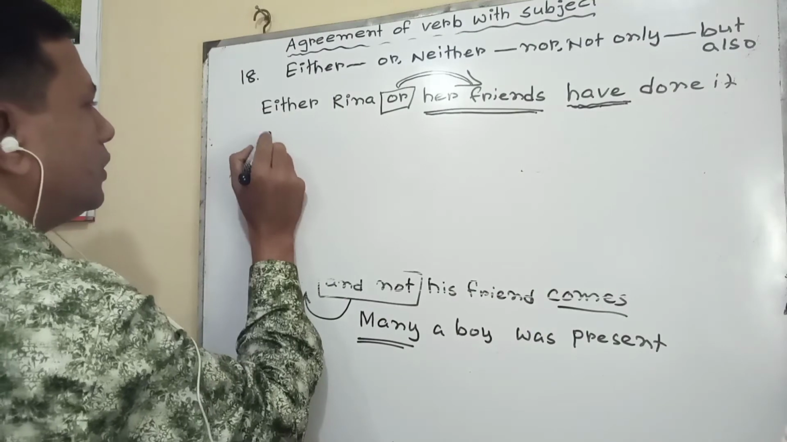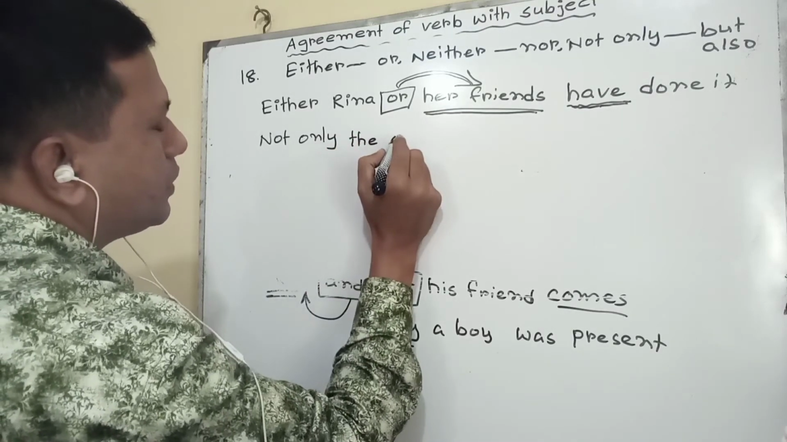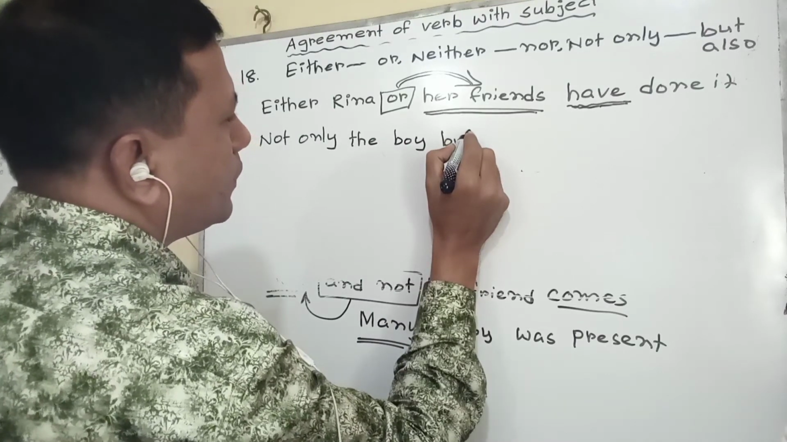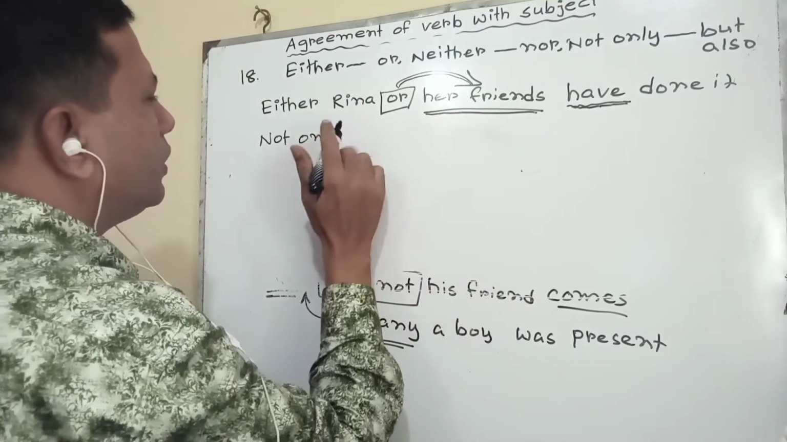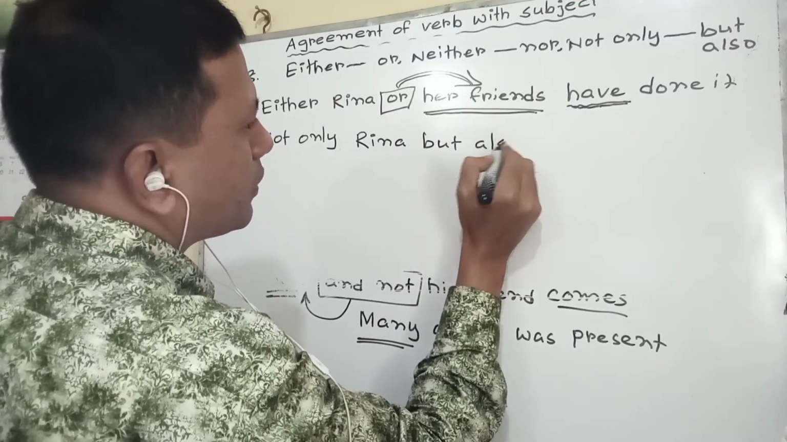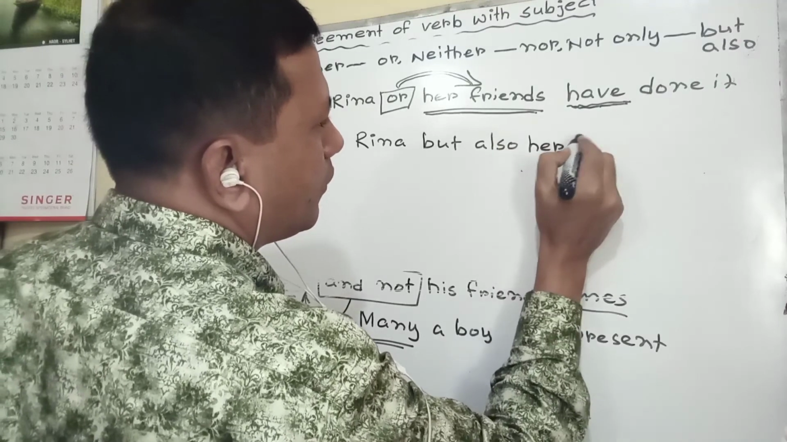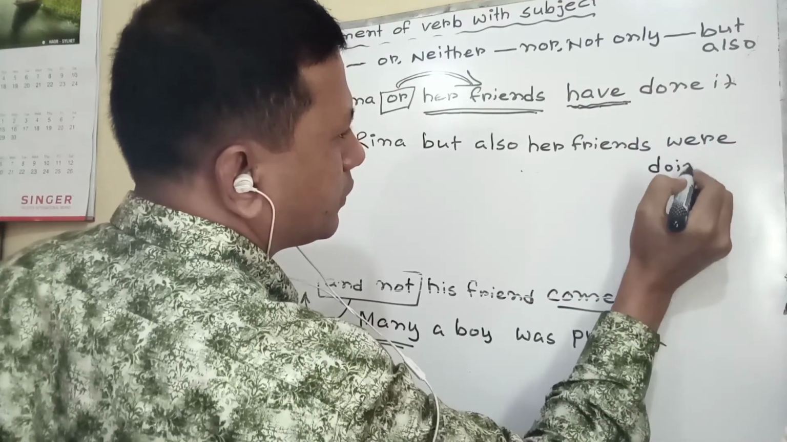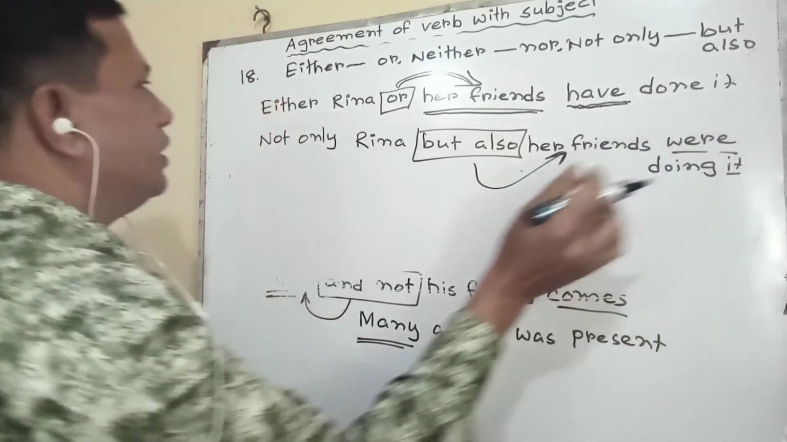If I give another example: "Not only the student, not only the boy, but also..." Or "Not only Rina, not only Rafi, but also her friends are doing it." I have to write "but also her friends are doing it." That means after but also, it is in plural form. That's why I have used the plural verb here.